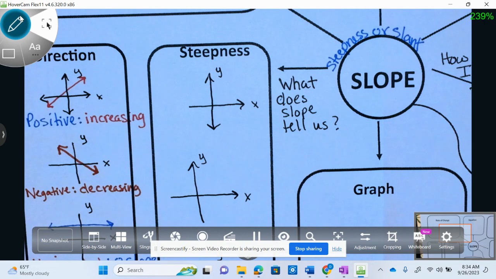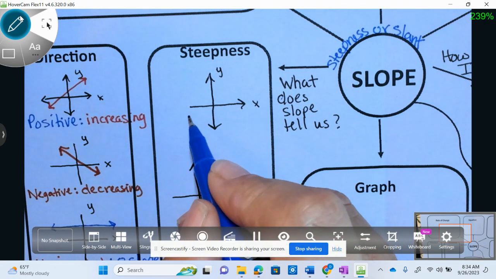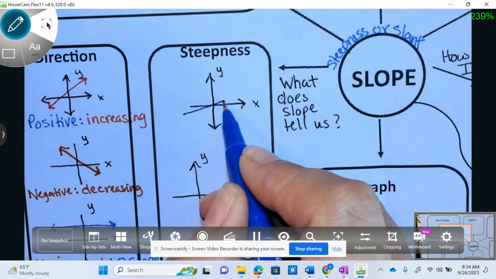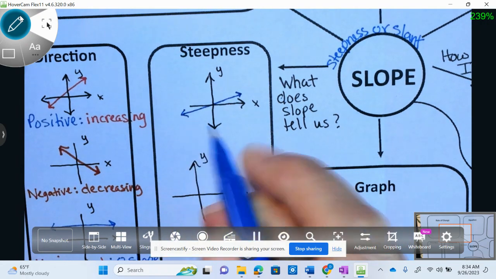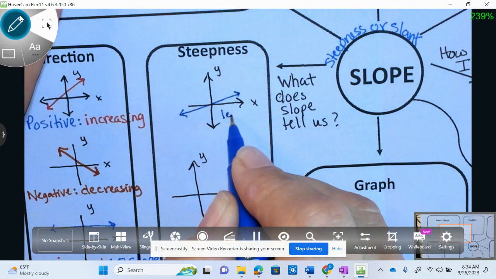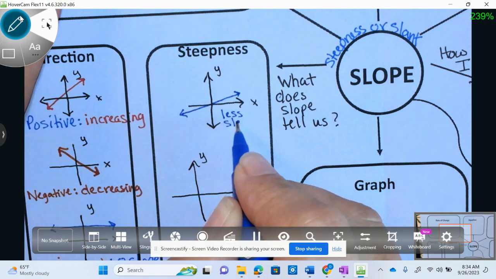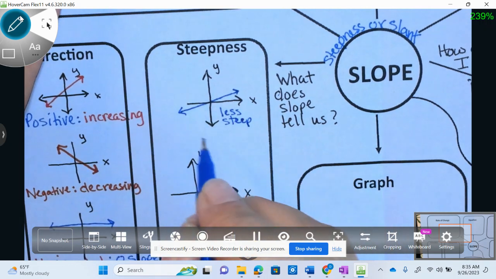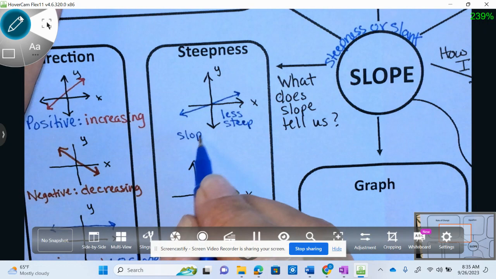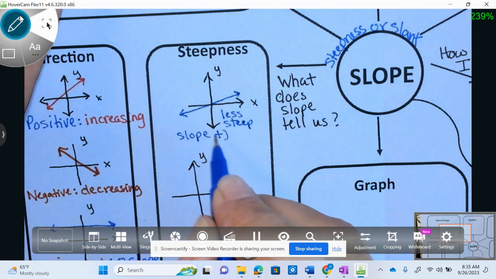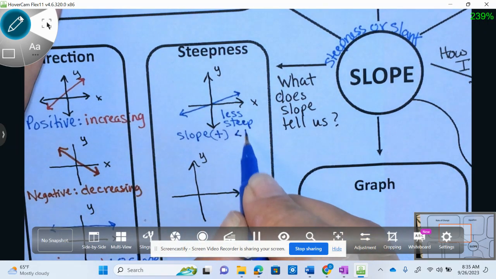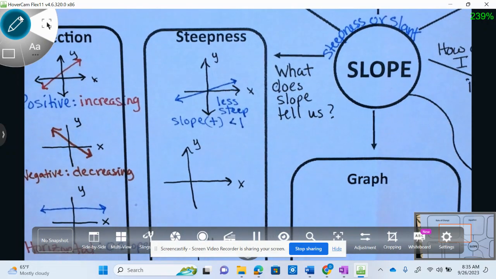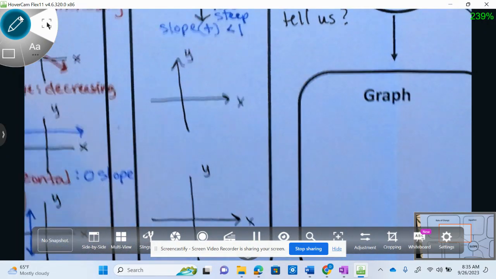So the first one that we're going to do is going to be hardly slanted at all. This is less steep. And your slope is positive, but it's less than 1.